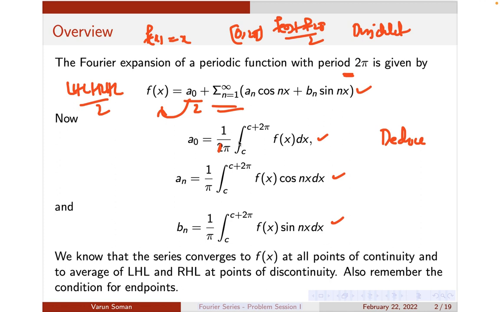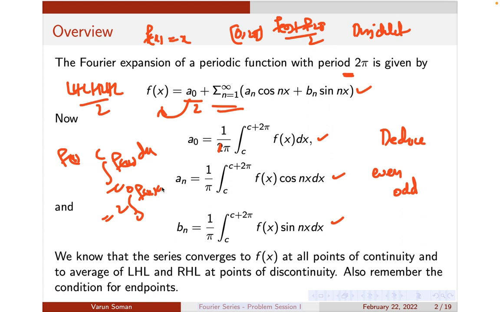Also one more thing I would like to say, that sometimes if you know the properties of even and odd functions, you can actually simplify certain problems. You know that if f of x is an even function, integral from minus c to c of f of x dx will simply be 2 times the integral from 0 to c of f of x dx. And if the function is odd, this value will be 0.